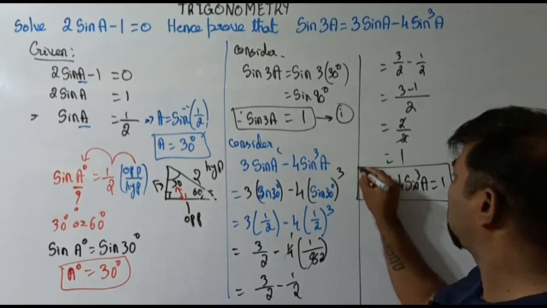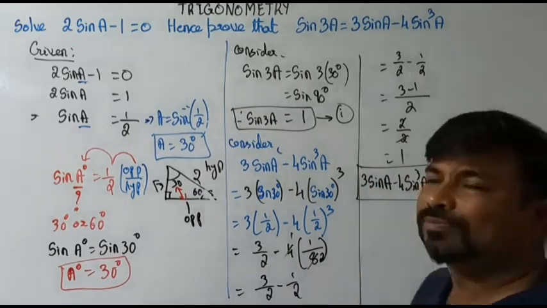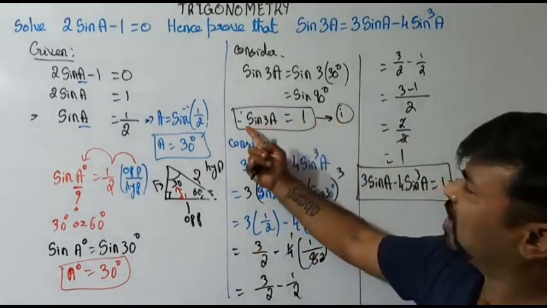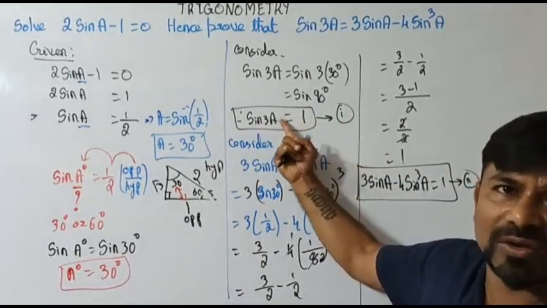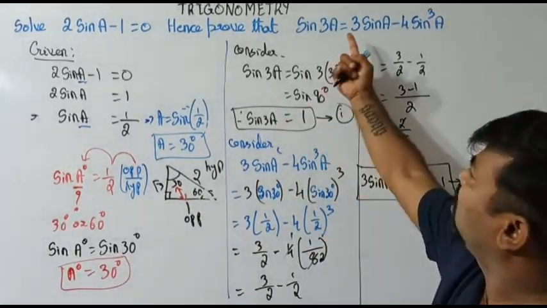I like to call this equation 2. So what is equation 1? Sin 3A is equal to, what's the answer we got? 1. That is the LHS.